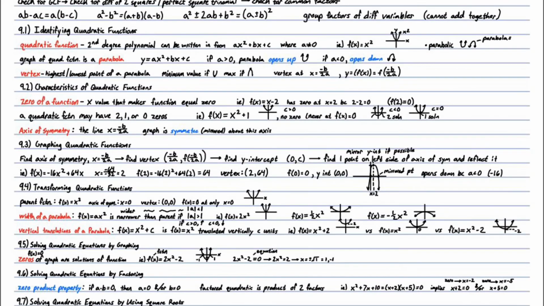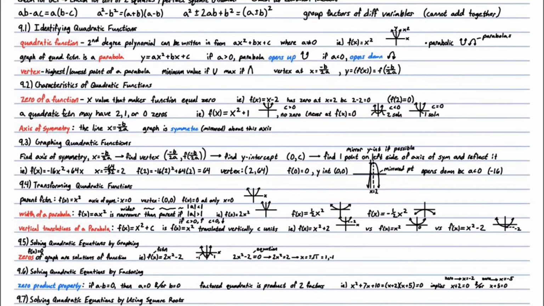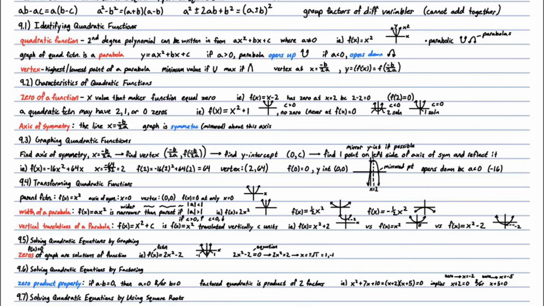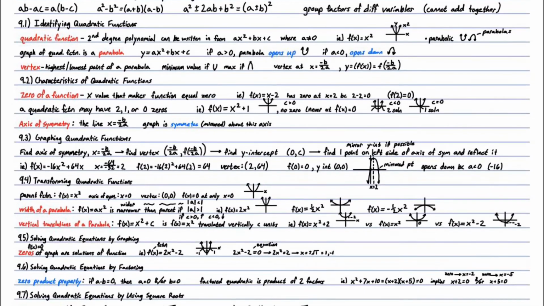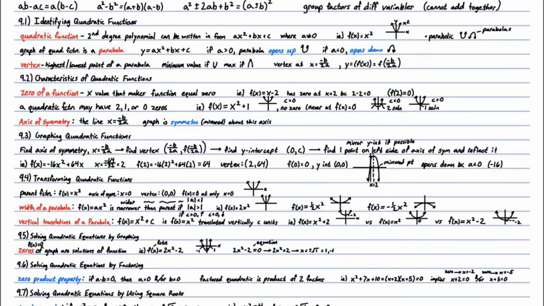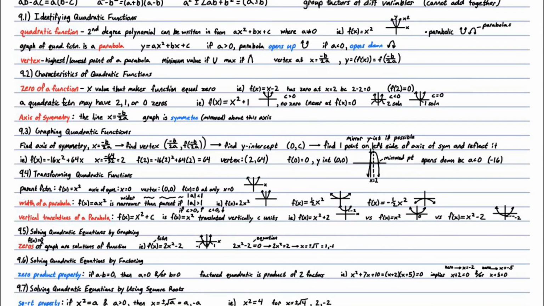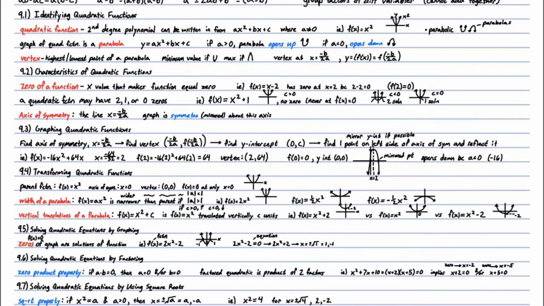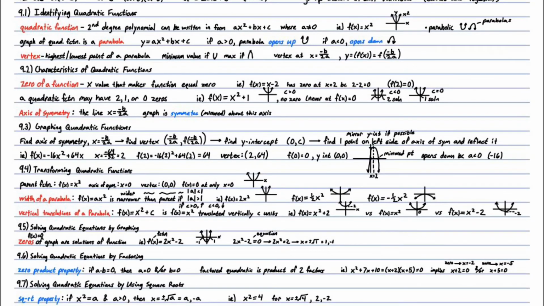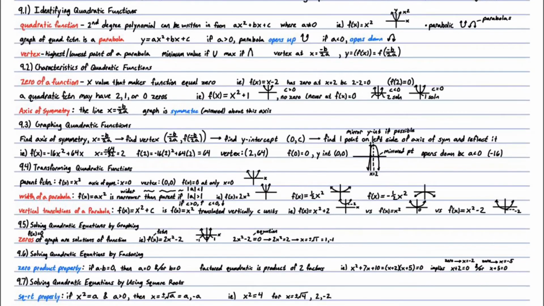Graphing quadratic functions. Find the axis of symmetry. Then find the vertex. Then find y-intercepts by setting x equal to 0. Then find value of point to left or right of the axis of symmetry and reflect it about axis of symmetry to find another point. Transforming quadratic functions. Parent function f of x equals x squared. Axis of symmetry at x equals 0. Vertex at 0, 0, 1 0 at x equals 0.